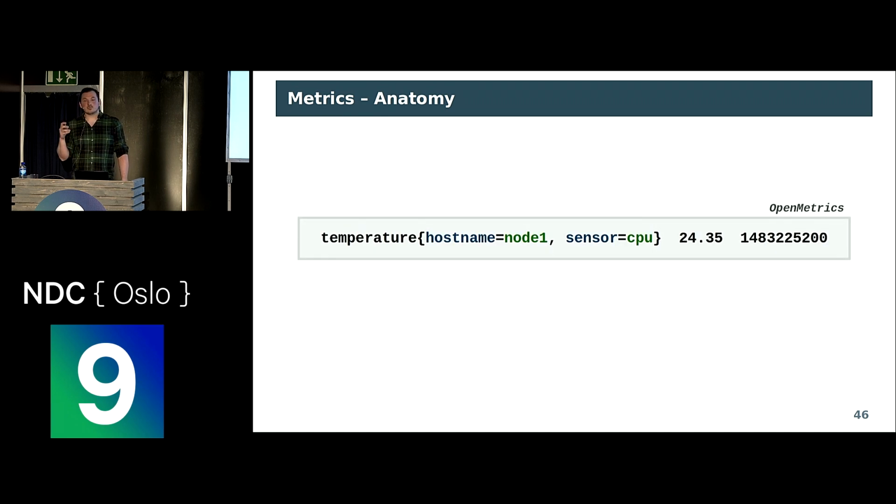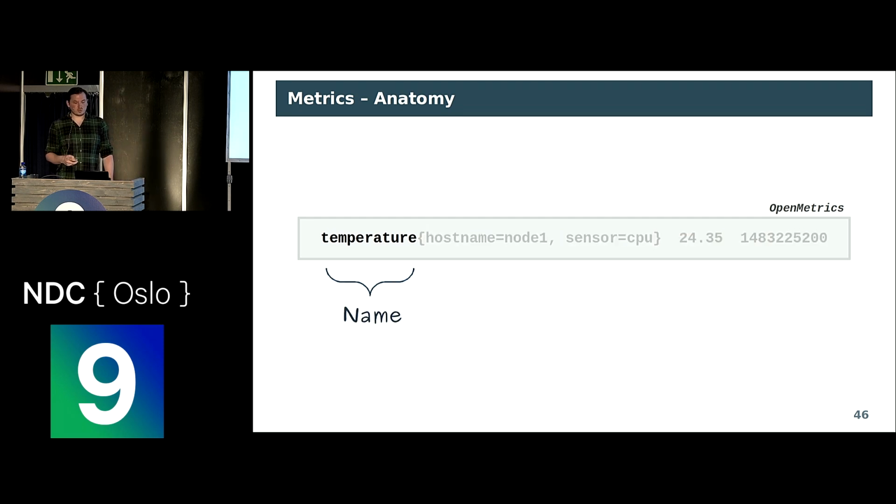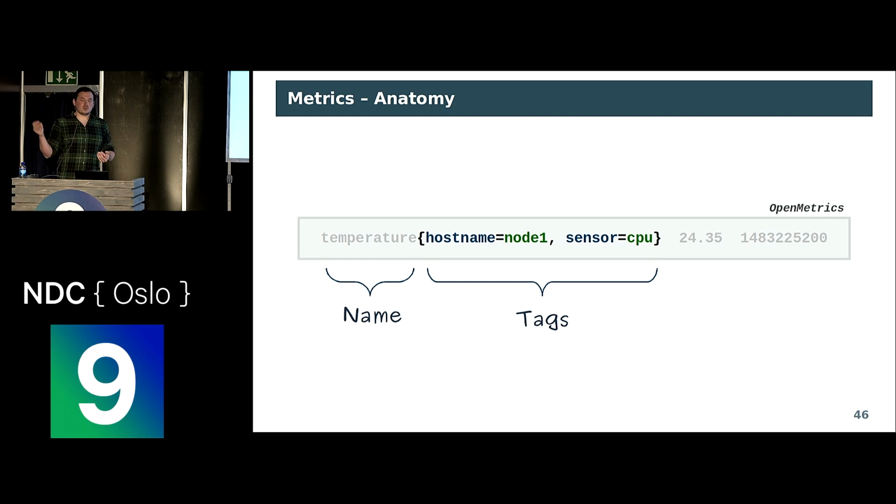A common format for representing metrics is this one here, OpenMetrics. Simple text format. What's more interesting is the information than the format. So we give our metric a name, let's say temperature, if we have a temperature sensor on our servers. We can give it some tags. So, okay, we have this temperature metric, but which sensor is the temperature for? Which host name is the temperature for? The value, of course, say 24 degrees.